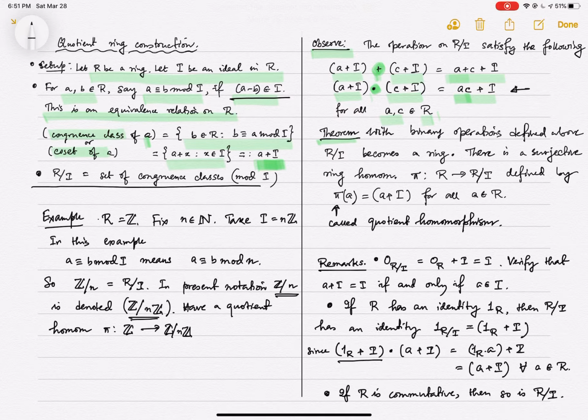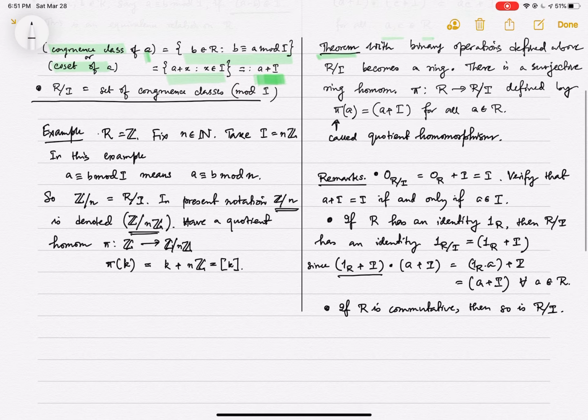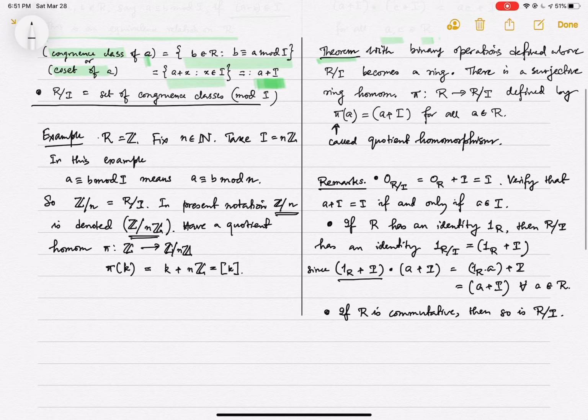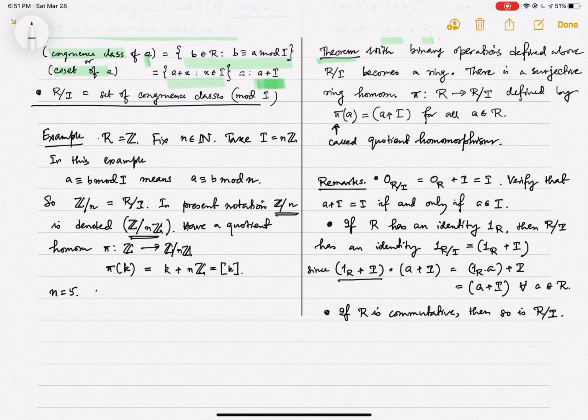taking an element, an integer k, to its corresponding coset, which we earlier used to denote like this. Yeah, so, and how does the addition and multiplication work? Maybe it's better to be even more specific. Take n equals 5 or something. And so we are considering Z mod 5Z.